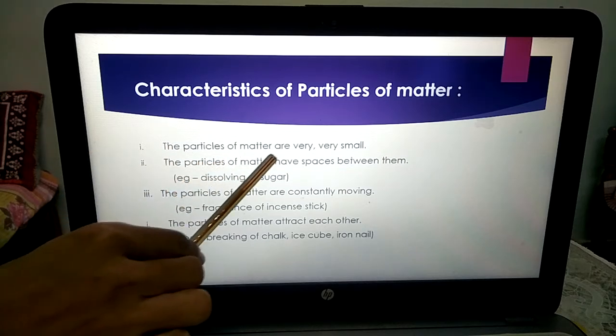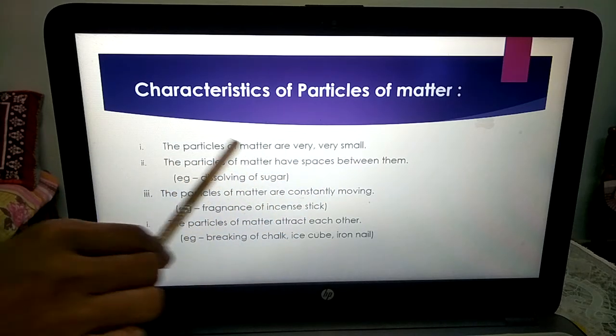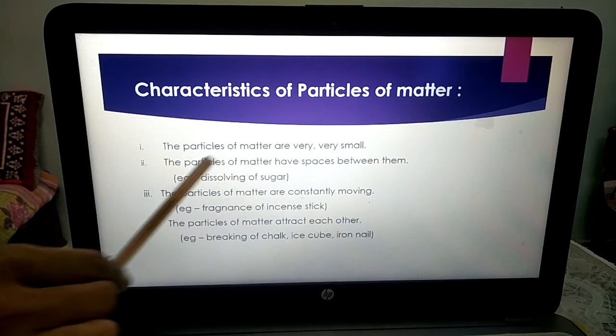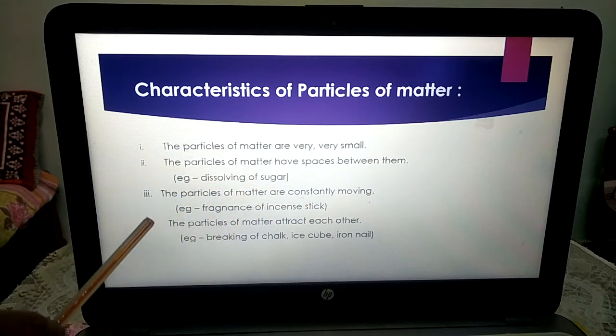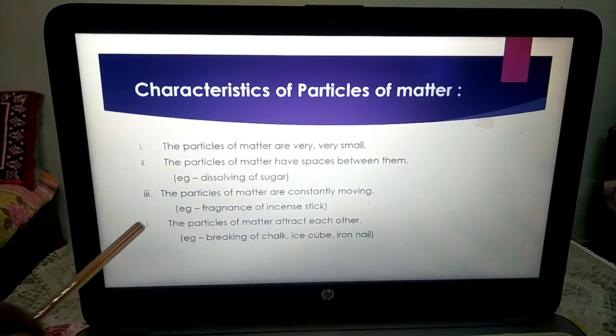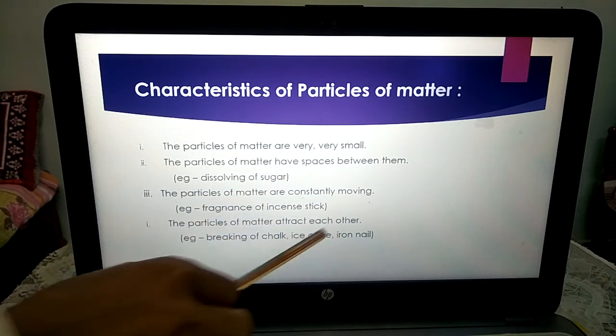The particles of matter are very small. The particles of matter have spaces between them, for example, dissolving of sugar. The particles of matter are constantly moving. The particles of matter attract each other.